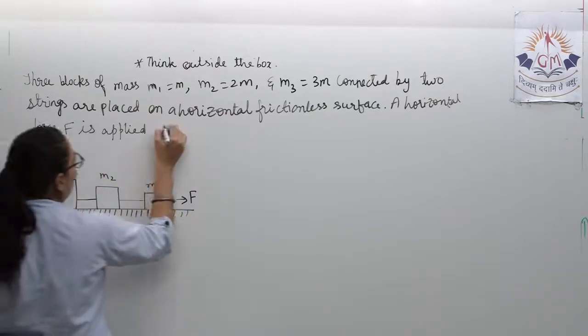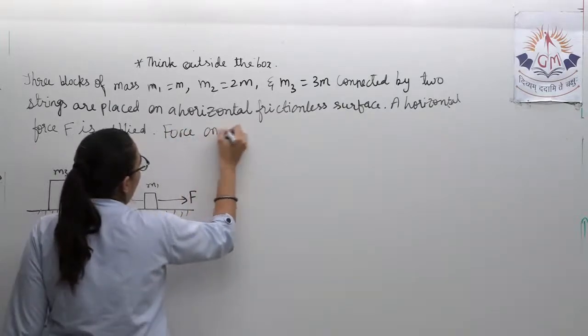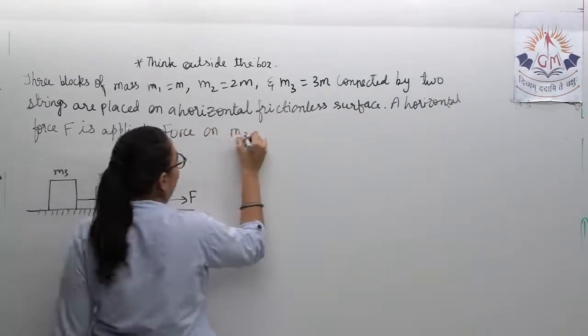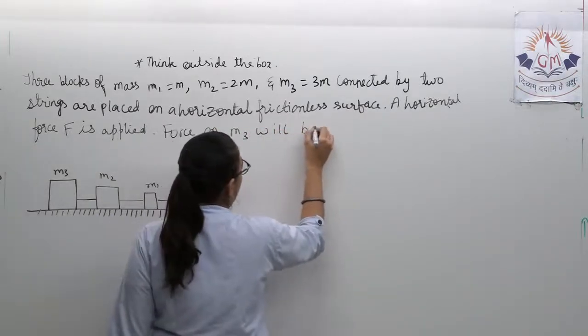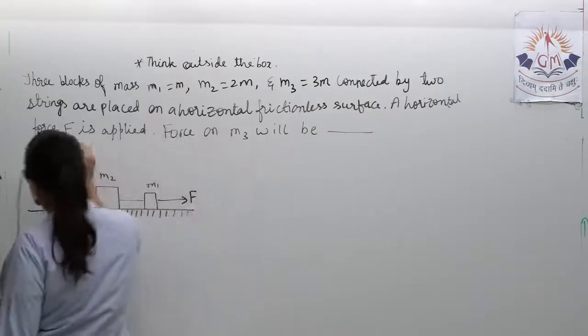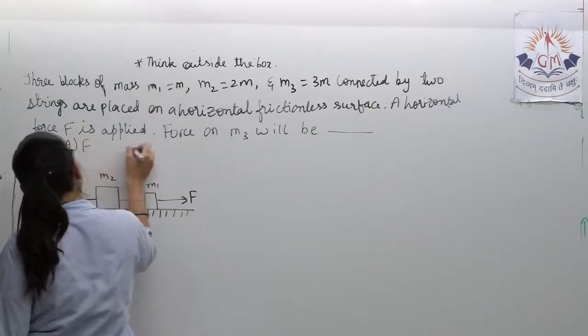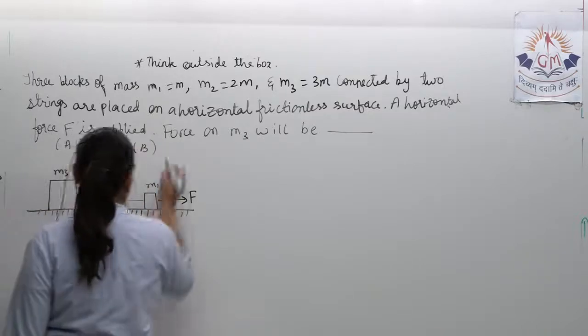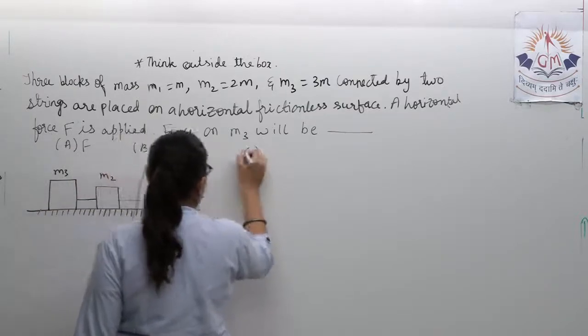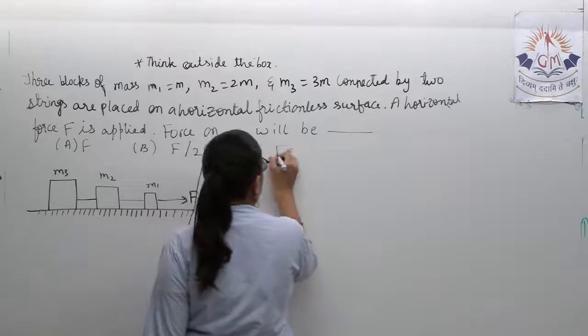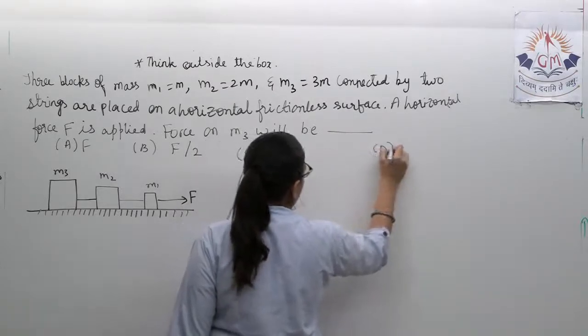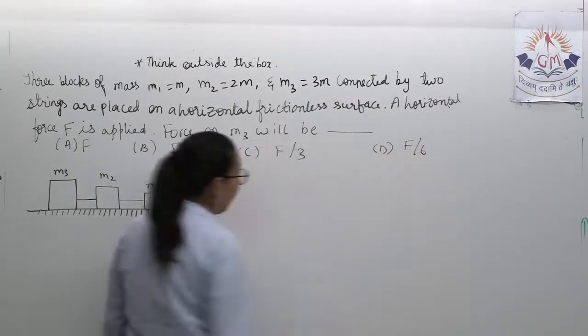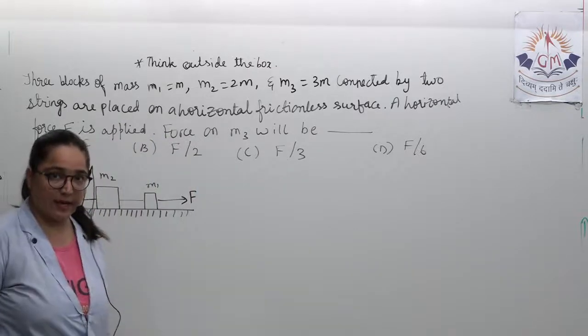Now the force on m3 will be: A, F; B, F by 2; C, F by 3; and D, F by 6.